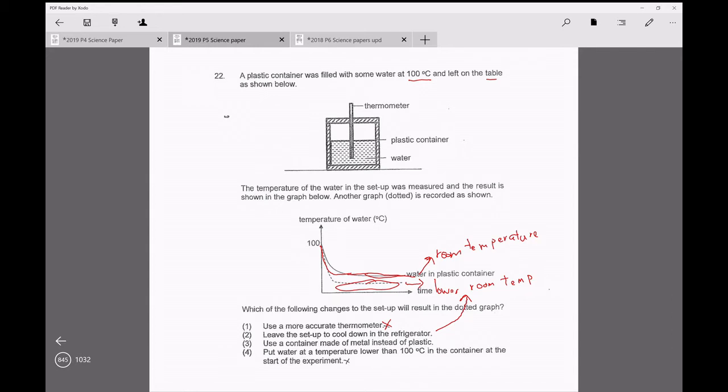Okay. The fourth one asks you to put water at a temperature lower than 100 degrees Celsius in a container. Now, this is the most wrong one. If you put in water lower than 100 degrees Celsius, the line will not start at 100 degrees Celsius, but you realize the line still starts at 100, right? That means the starting temperature is 100 degrees Celsius. So 4 is wrong. So our answer is number 2.